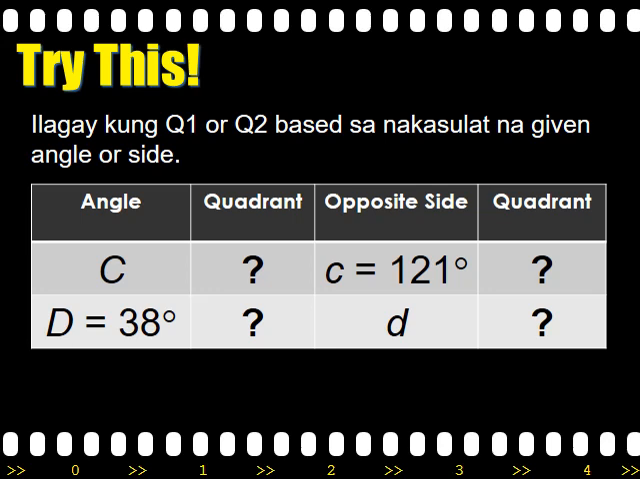Okay, so para malaman natin kung tama yung pagkakaintindi natin dun sa rule 1, let's try this exercise. Ilagay kung Q1 or Q2 base ng kasulat na angle or side. Ang given natin dito is si side C, which is 121 degrees. Anong quadrant kaya to? Dito muna kayo magsimula and then figure out anong magiging quadrant ng angle C. And then, kung ang given is angle D na 38 degrees, anong quadrant to? And then, try to identify based on the given kung anong quadrant makikita itong value ng side D.